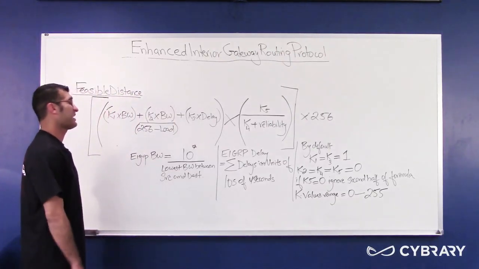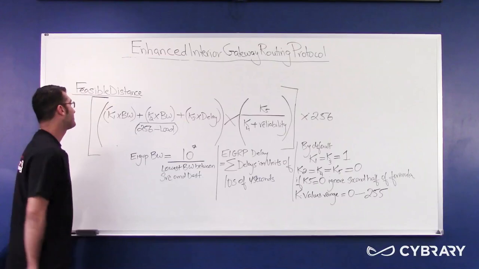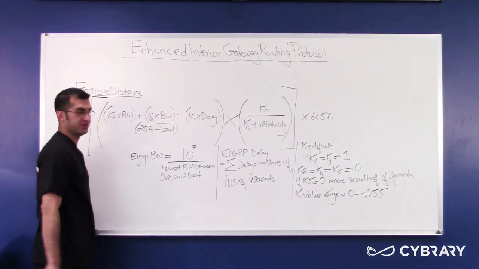Now, what exactly is a K value? K is nothing but a weight. It's a knob that you can turn. So by default, K1 and K3 are 1, and everything else is set to 0.